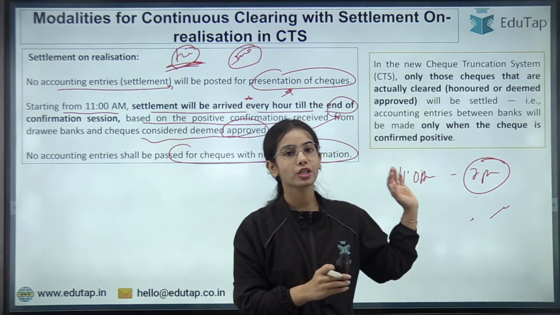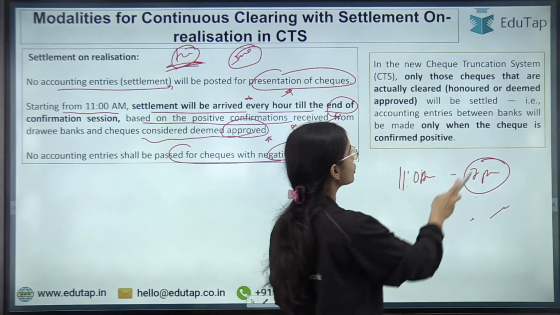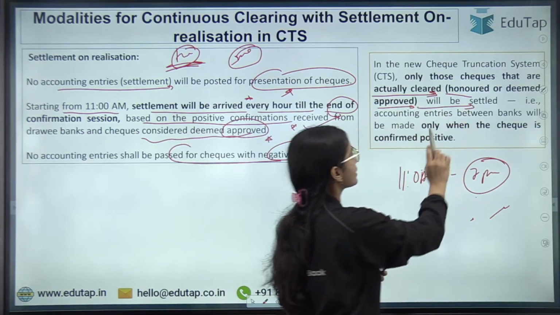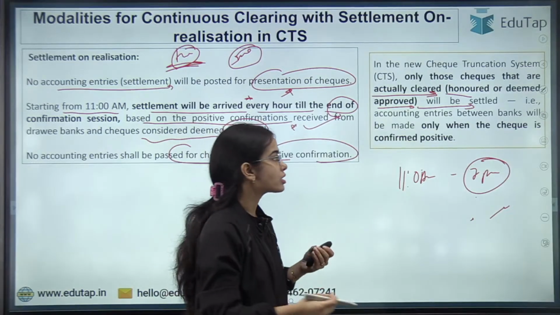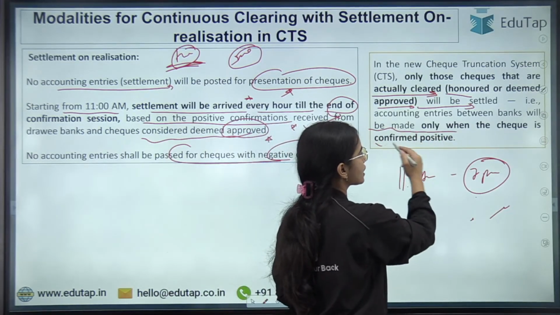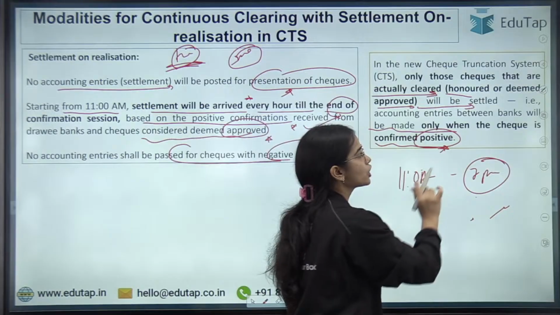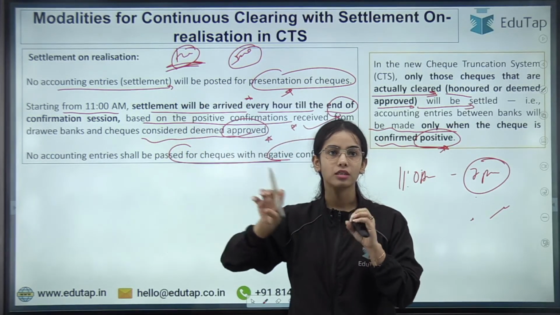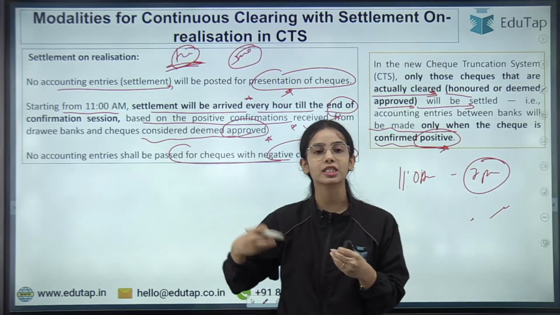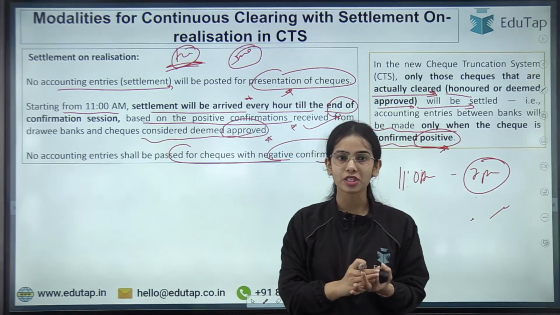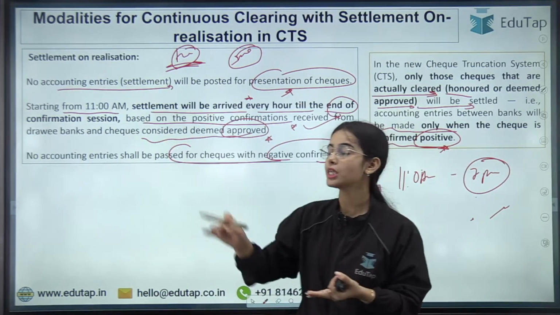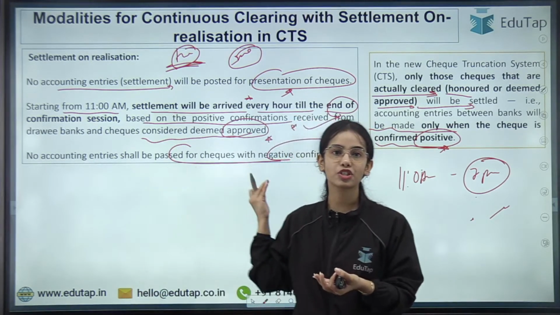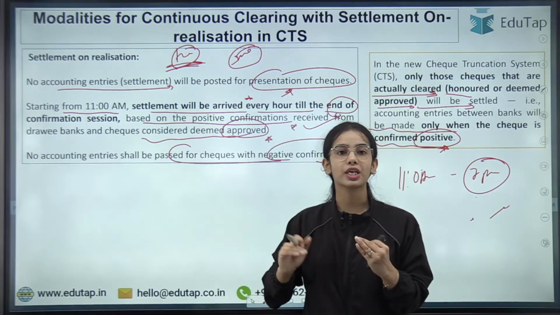So in the new check truncation system, only those checks that are actually cleared, honored or deemed approved will be settled. That is, accounting entries between the banks will be made only when the check is confirmed positive. Okay, so first of all, for presenting of the checks, there will be no accounting entries, because only the checks are being presented. They can have positive confirmation, they can have negative confirmation. If the check has negative confirmation, there is no accounting entry required, because the check is not being accounted, the check is not being settled.